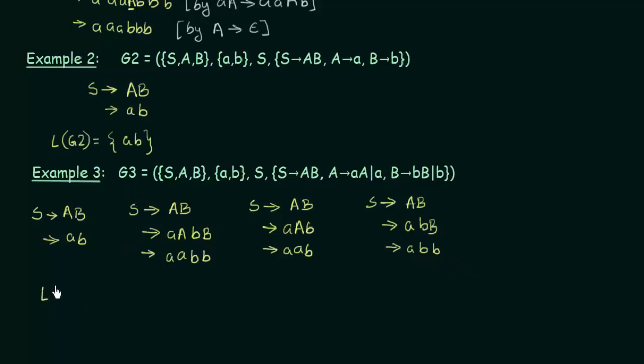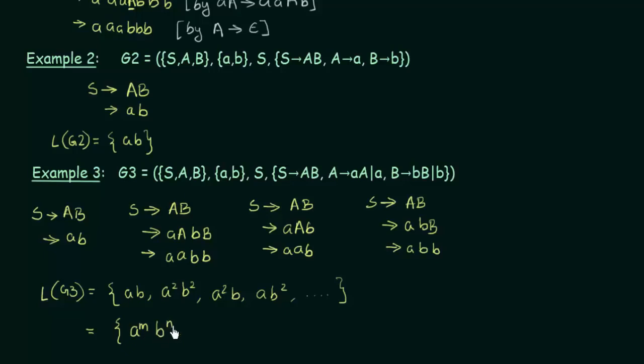So what will be the language generated by this grammar G3? We saw that ab is one string, and aabb. So I can write a squared b squared, and here I get a squared b, and here I get a b squared. And this is not the end, it can go on further. Now how can I generalize and write this? I can write this as a to the power m, b to the power n.